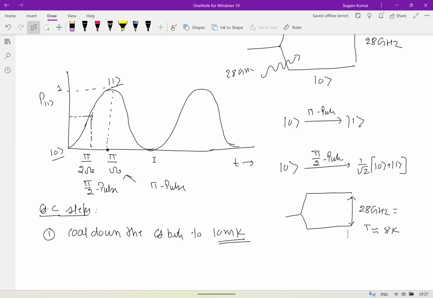Just a minute, is it 8 Tesla? No, it's 28 gigahertz. 28.